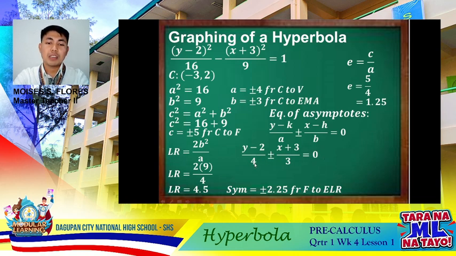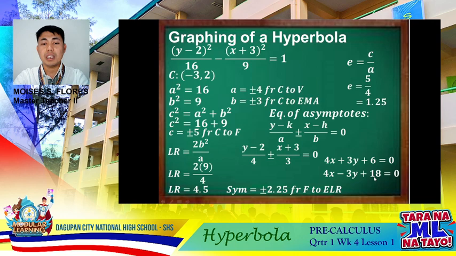Again, as we apply, cross multiply our denominators, this 4 to be transposed here, or cross multiply, this 3 cross multiply here also. Okay, so our first equation of the asymptote is simply 4x plus 3y plus 6 equals 0. On the other hand, if it is negative, 4x minus 3y plus 18 equals 0. So again, it's just a matter of cross multiplying the denominators. This 3 cross multiply here, 4 cross multiply here, then simplify, applying your plus or minus sign.